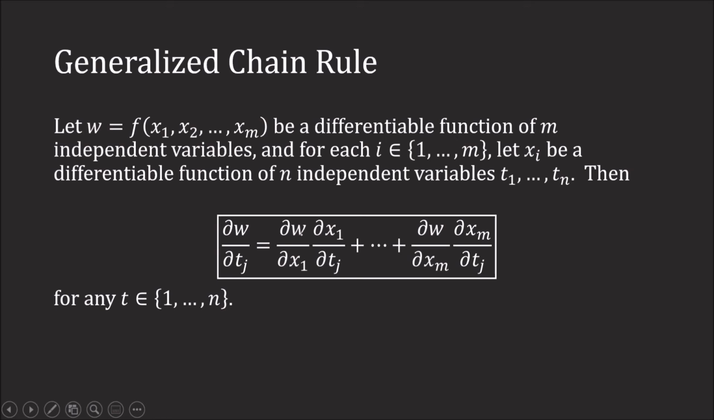partial w partial t sub j would be partial w partial x sub 1 times partial x sub 1 over partial t sub j, plus so on and so forth, partial w partial x sub m times partial x sub m over partial t sub j. Right, so just take the partial of the function with respect to its first variable, then multiply by the partial of that variable with respect to whatever this t sub j happens to be.